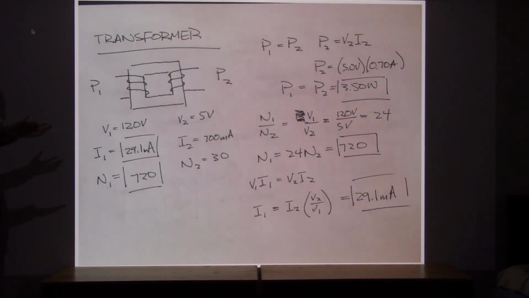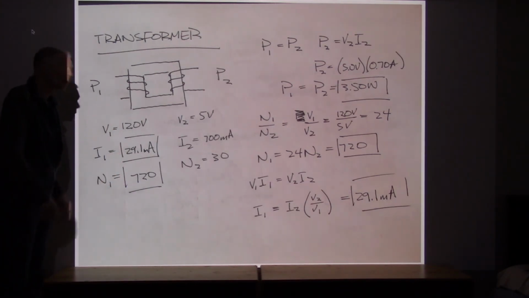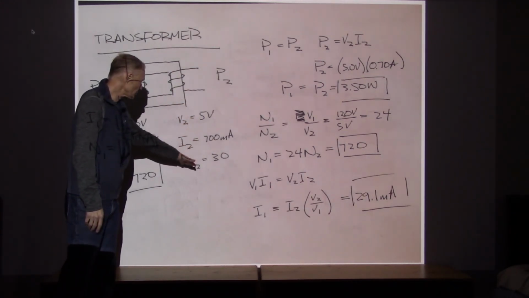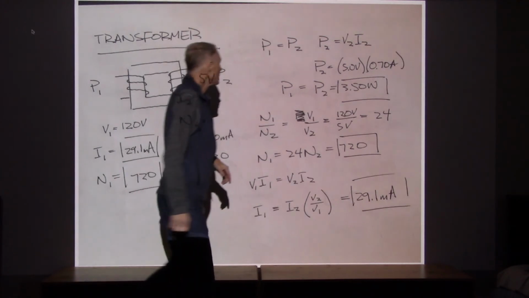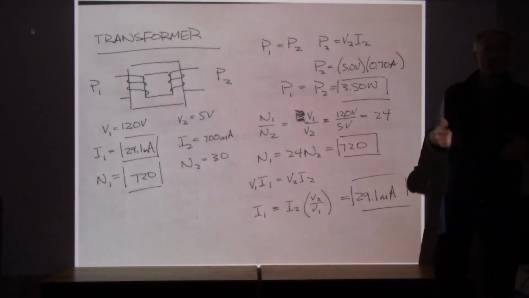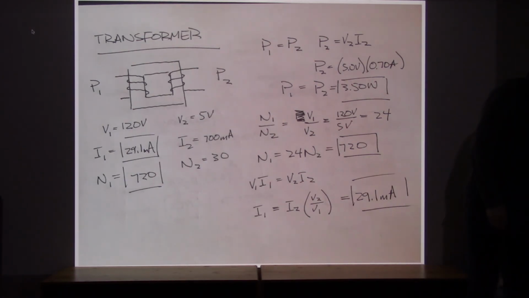So we've got all the numbers calculated. Then we can go back and double check: these are the voltages, currents, and numbers of loops on the primary side, and these are the voltages, currents, and numbers on the secondary side. When we go through and check powers, we're getting 3.5 watts coming in, 3.5 watts leaving. So that's what we would expect to see in a transformer problem.